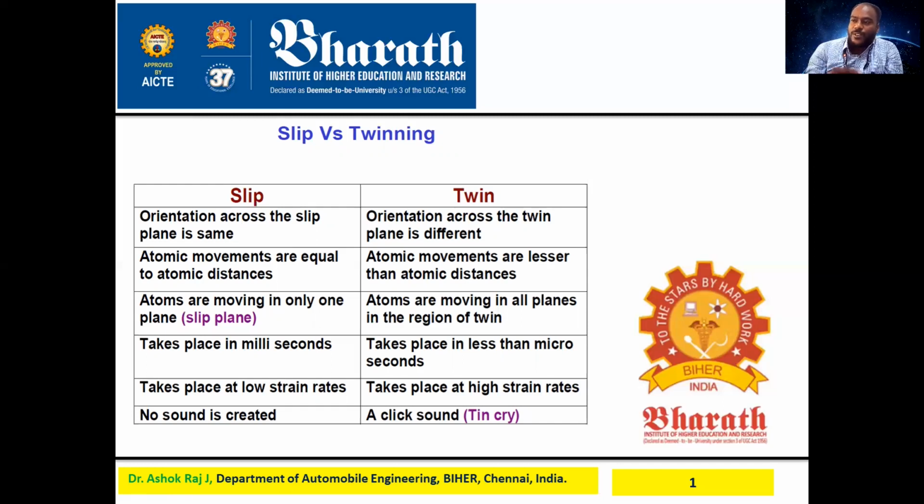Once we apply the force or external load, the reaction takes place immediately. Slip takes place at a low strain rate, but twinning takes place at a high strain rate. No sound is created in the slip process, but in the twinning process, some sound will come, a click sound, like tin cracking. When you take a Coke tin can, after use, and crush it, that sound will also come. It means twinning has taken place.